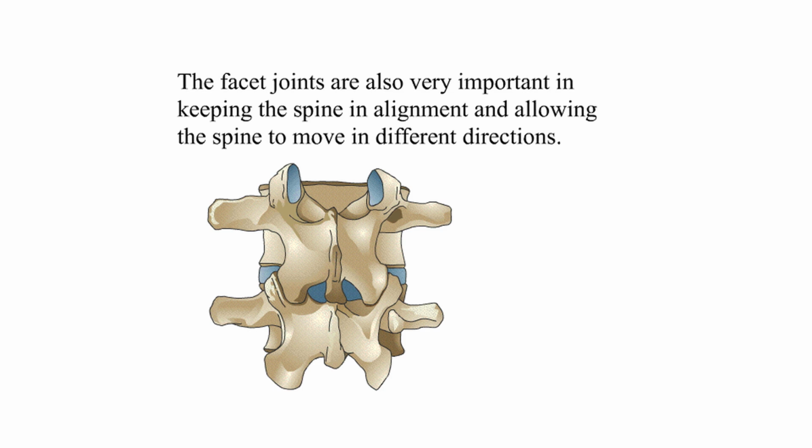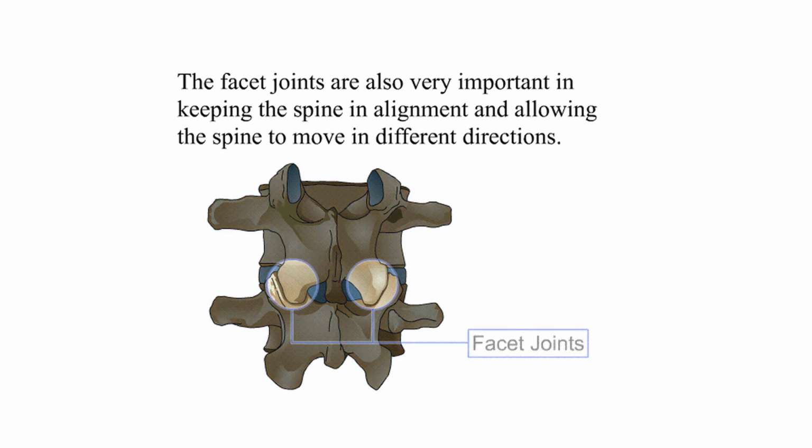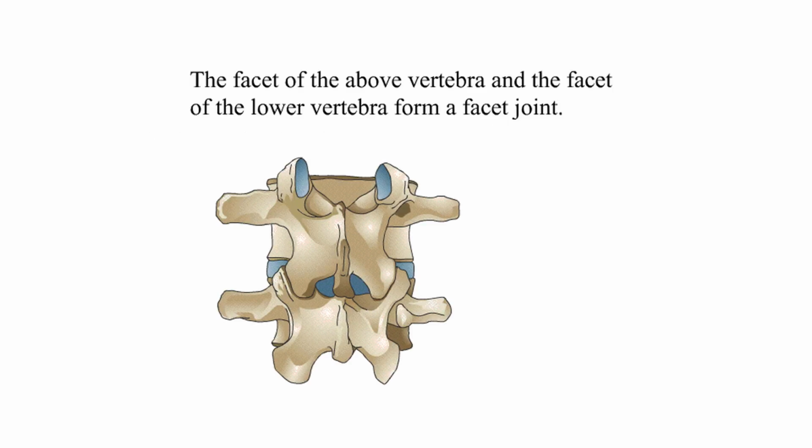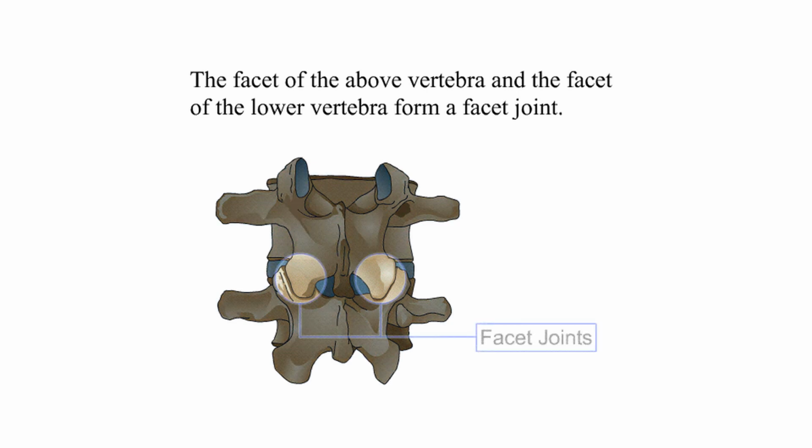The facet joints are also very important in keeping the spine in alignment and allowing the spine to move in different directions. Each vertebra has 4 facet joints, 2 holding the vertebra to the above vertebra and the other 2 holding the vertebra to the lower vertebra. At each of these locations there are 2 facets, a right and left. The facet of the above vertebra and the facet of the lower vertebra form a facet joint.